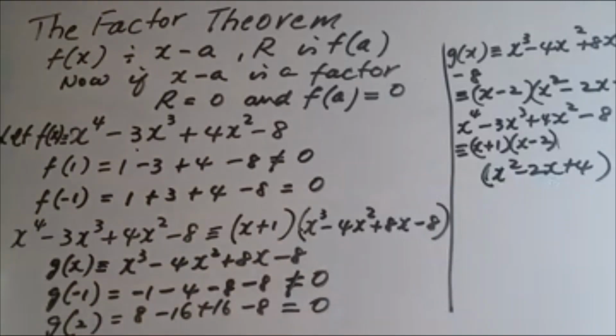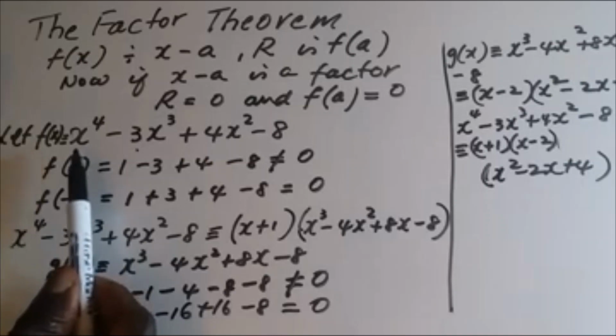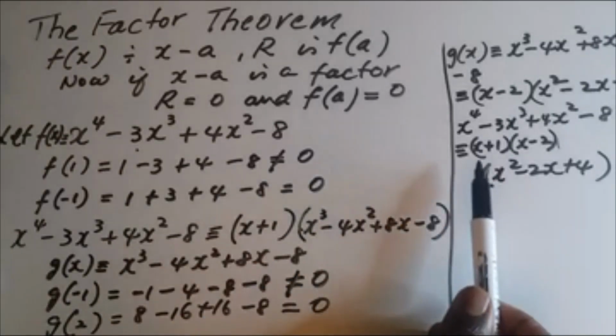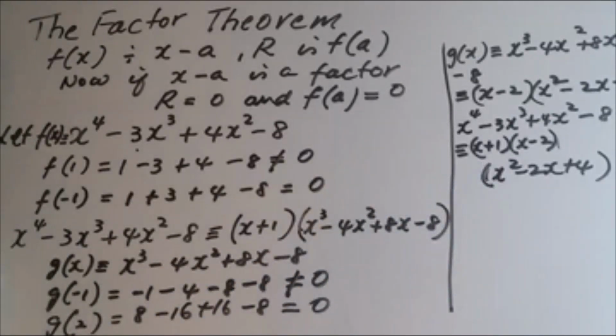So finally, x to the 4th power minus 3x cubed add 4x squared minus 8 is actually equivalent to writing x add 1 times x minus 2 times x squared minus 2x add 4. And that's the factor theorem, which makes use of the remainder theorem.